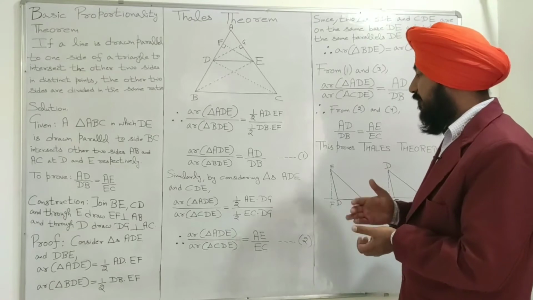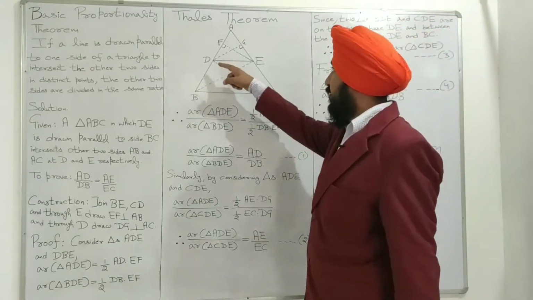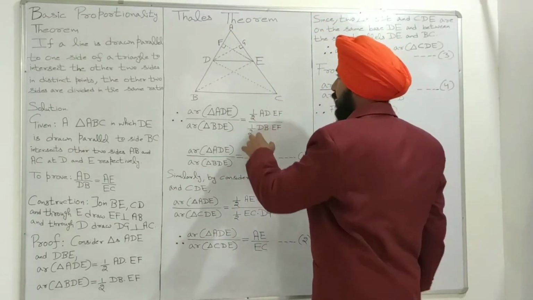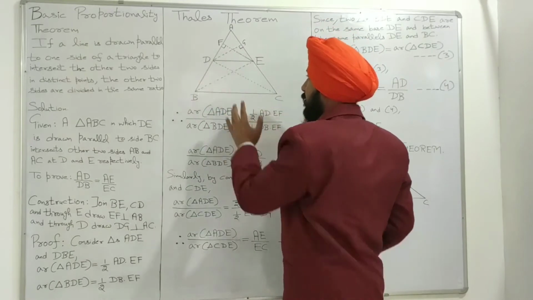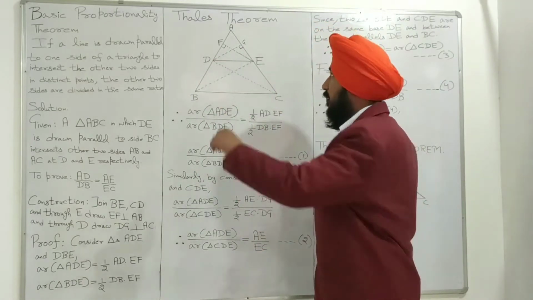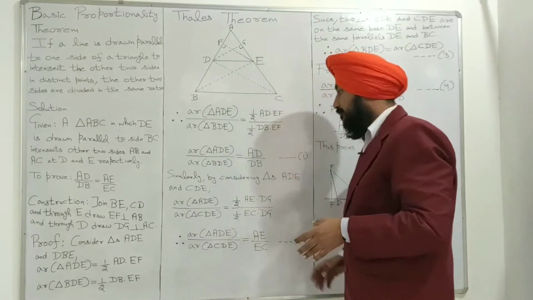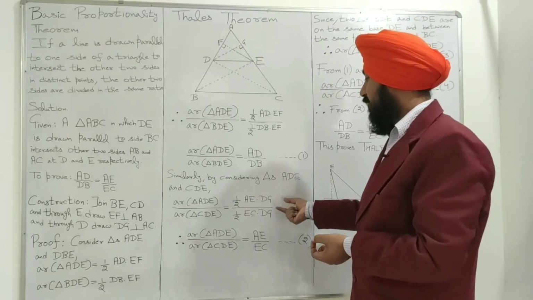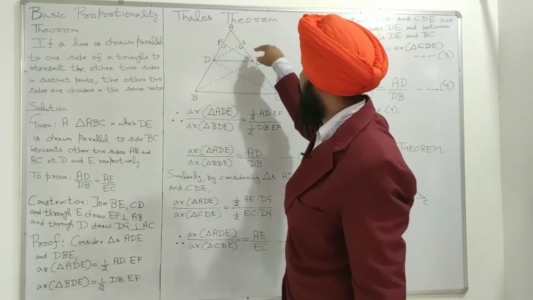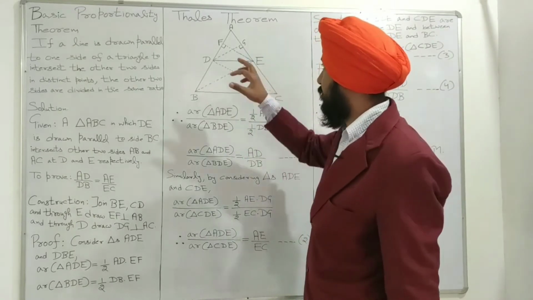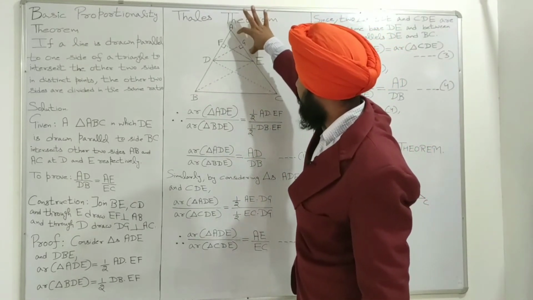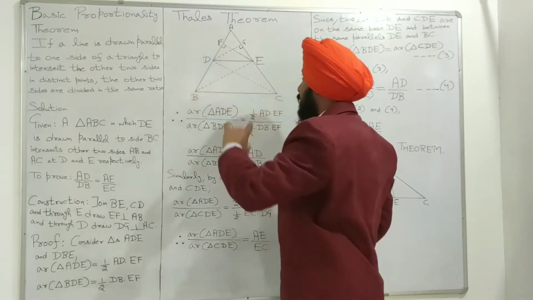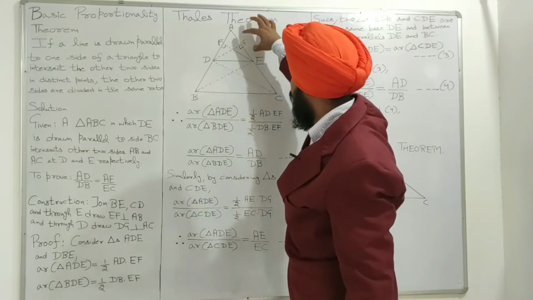Similarly, by considering triangle ADE and triangle CDE. First we have taken this triangle BDE. Now we shall take this triangle CDE, this ADE triangle and this CDE triangle. Area of triangle ADE is equal to 1 by 2 AE multiplied by DG. Here in this case we are taking this ADE. Please notice here this EF is perpendicular on this AD side, and here this perpendicular DG is on the side AE.